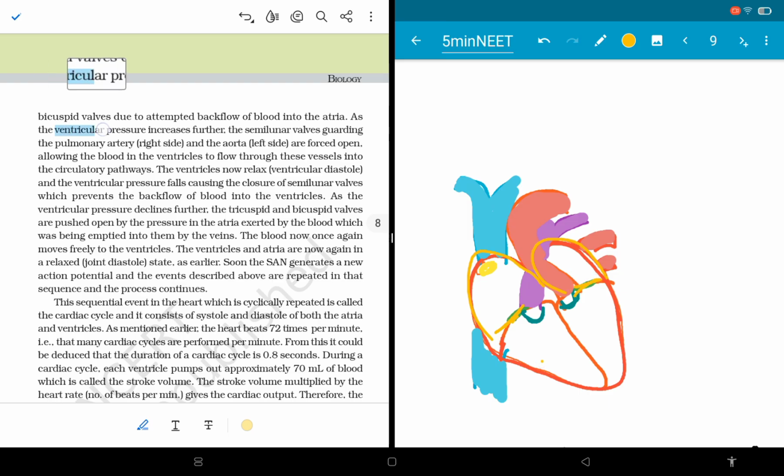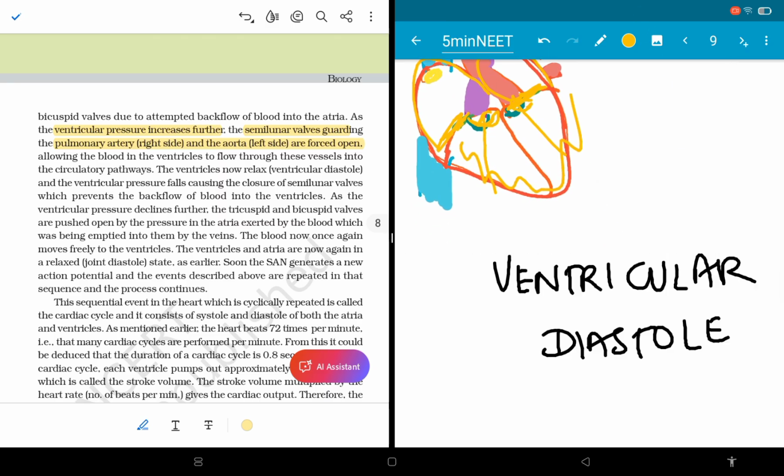As the ventricular pressure increases further, the semilunar valves guarding the pulmonary artery on the right side and the aorta on the left side are forced to open. The pulmonary valves are opening and blood flows through them. The ventricles now relax. Once they have contracted and pushed all the blood outside, now what is their purpose? To relax, because they have no pressure, no blood is incoming because of the closure of these valves. They have pushed out all the blood they are having. Now they will relax, which is ventricular diastole.